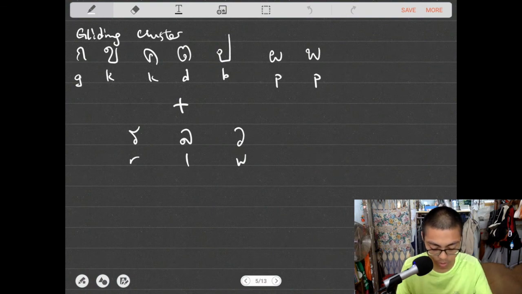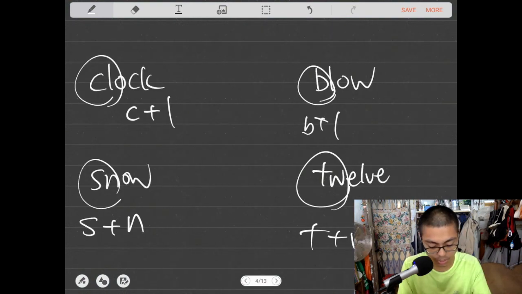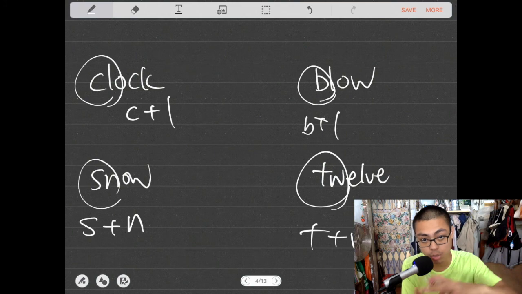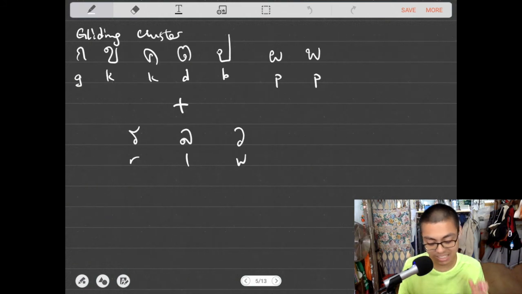So for example, in English, a similar case, we have C plus L. When we put it together, we can make a smooth sound, cl, cl, cl. We transition from the C to L smoothly, clock. So in Thai, same thing.